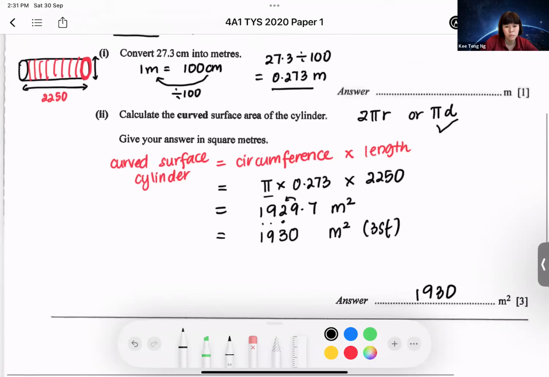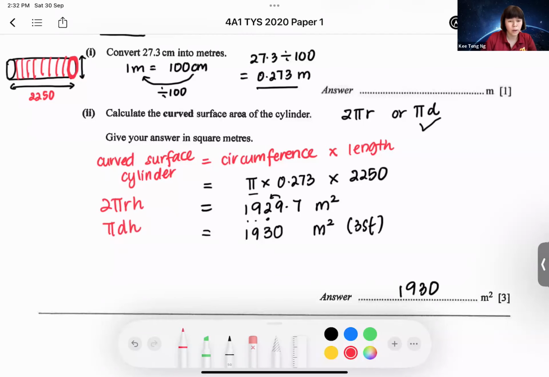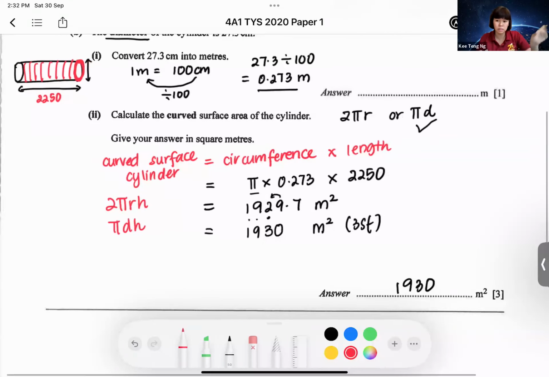The formula for curved surface area of a cylinder is either 2 pi rh or pi dh, where h is the height. But in this case, because my cylinder is a bridge, it is actually lying down. So instead of a height, I turn it the other way around. It will be a length instead.